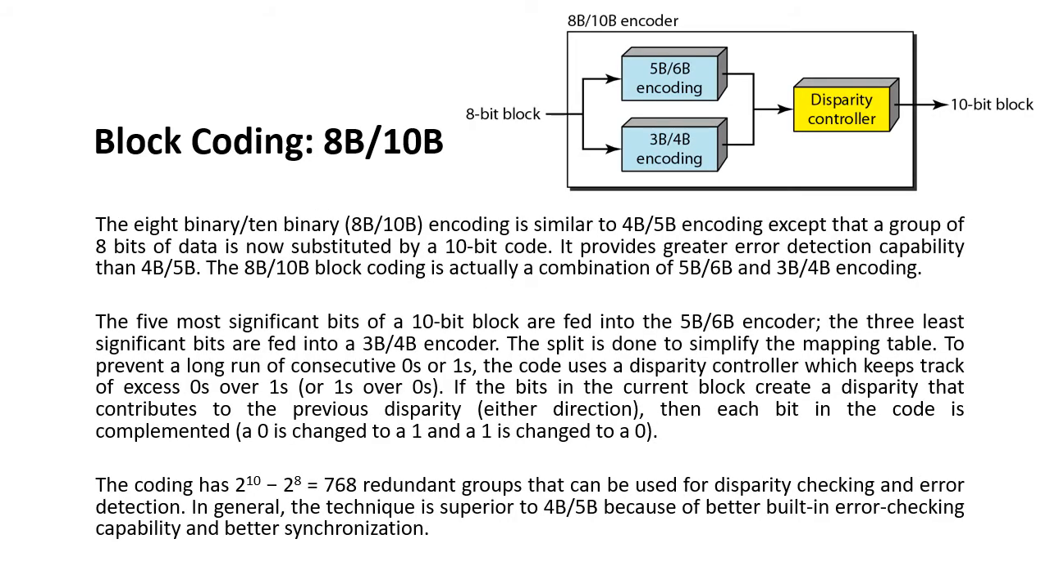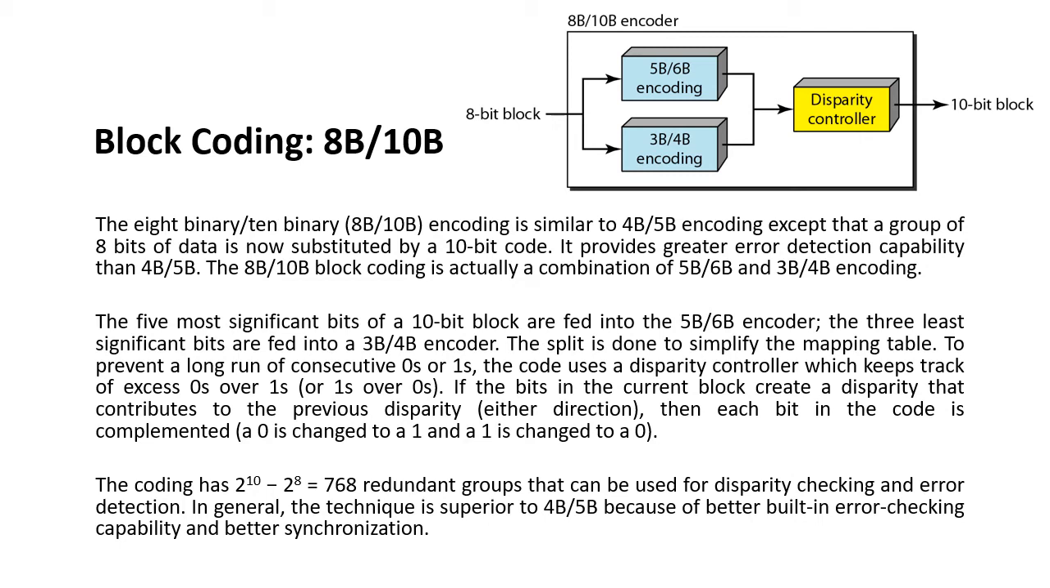Let's see another block coding, that is the 8B/10B, or also known as 8 binary/10 binary. This is actually similar to 4B/5B encoding, except that now 8 bits of data are substituted by a 10-bit code. It provides a greater error detection capability compared to 4B/5B, and the 8B/10B block coding is actually a combination of 5B/6B and 3B/4B encoding as shown in the figure.